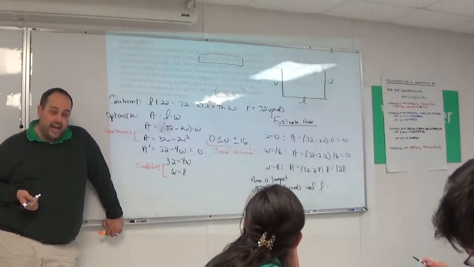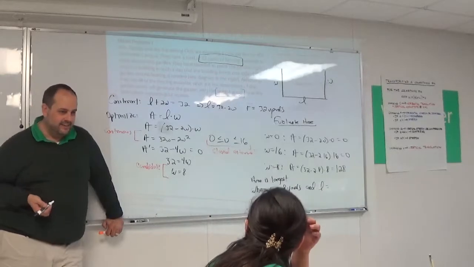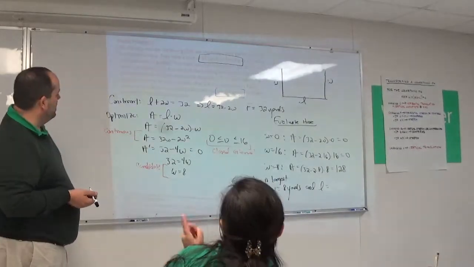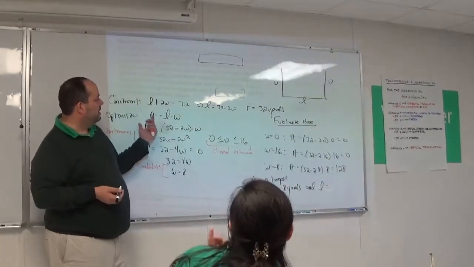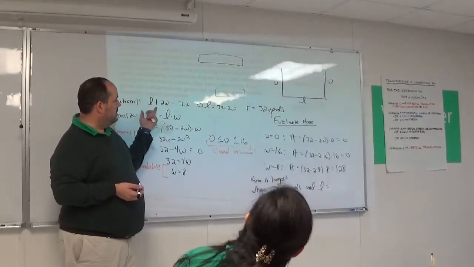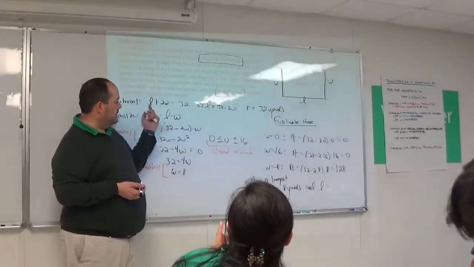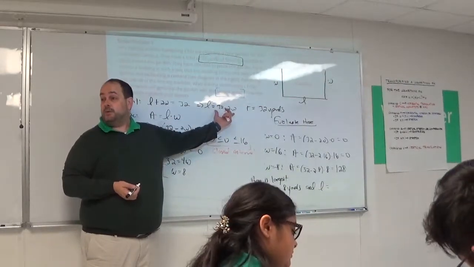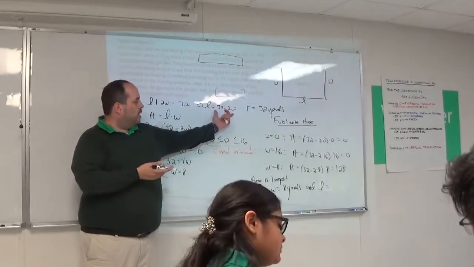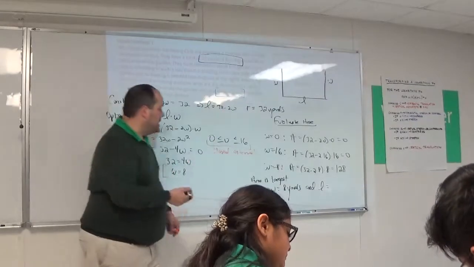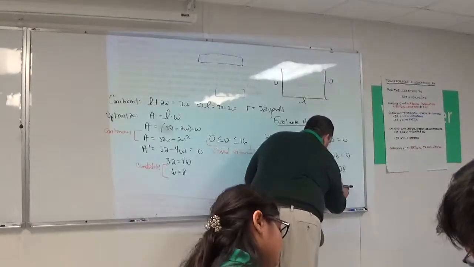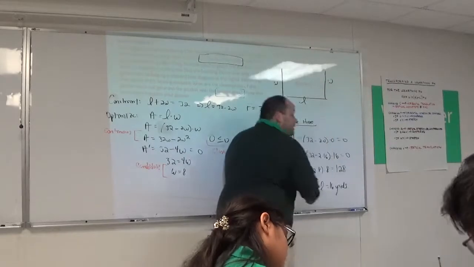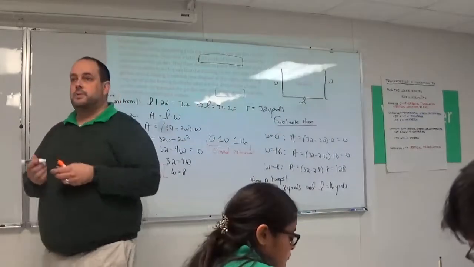Thank you, Julissa. How did you get 16? We said that the constraint was that the length plus 2 times the width is 32, which is the same as saying L equals 32 minus 2W. We know what the width is, so we can go find the length. So the length is going to be 16 yards.